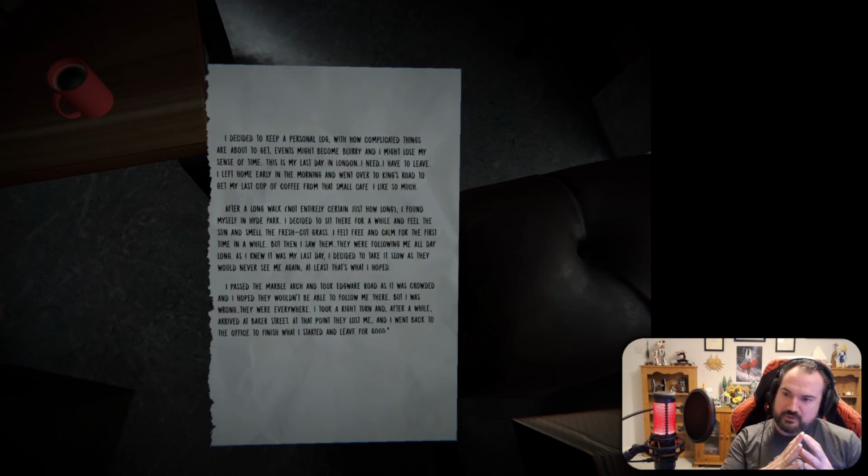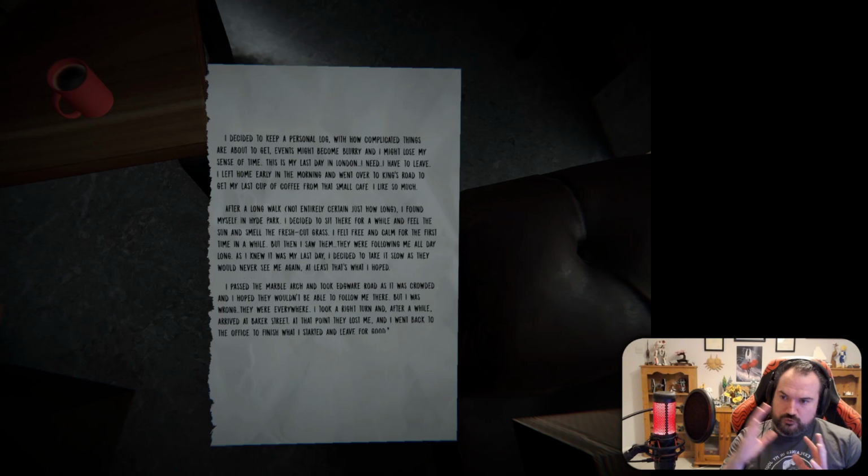I decided to keep a personal log with how complicated things are about to get. Events might become blurry and I might lose my sense of time. This is my last day in London. I need to leave. I left my home early in the morning, went over to King's Road to get my last cup of coffee from that small cafe.